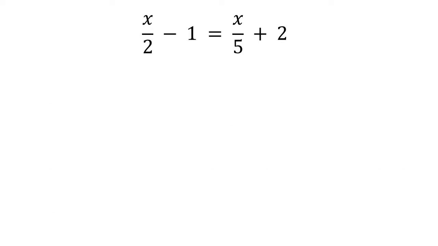Let's start off with this example. You'll notice it has fractions. So the least common denominator of these two fractions, 2 and 5, would be 10. Here's what to do. Go ahead and put a set of parentheses around each term and place the number 10 out beside.